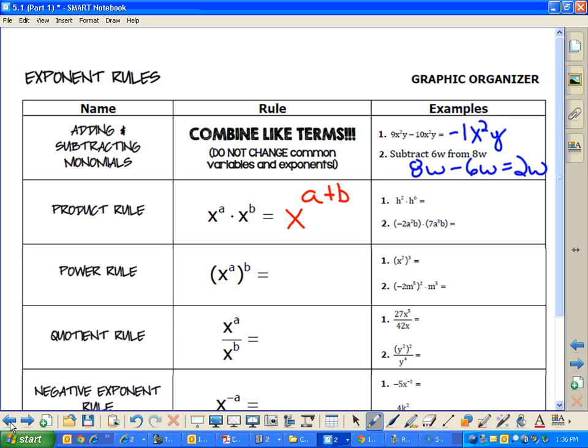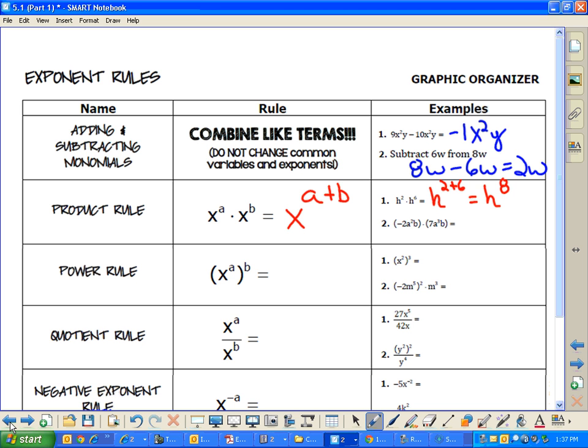And some of you did get that next one right. You had h squared times h to the sixth. So you're allowed to add the 2 plus the 6, and you get h to the 8th. Notice your base doesn't change. Base stays the same.